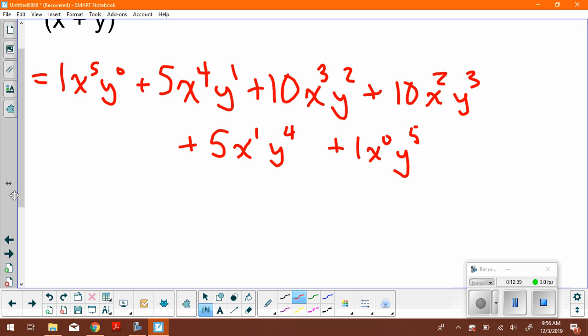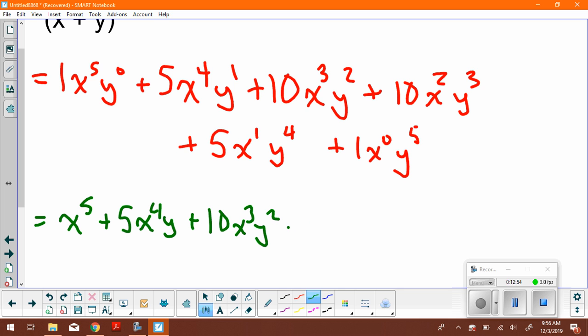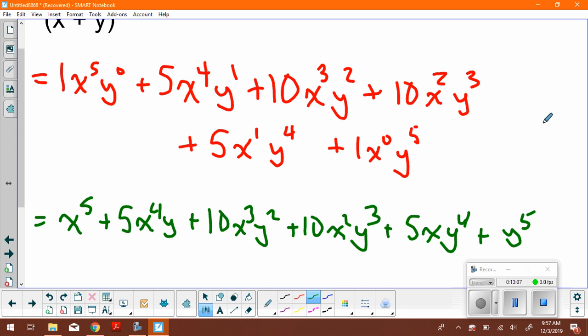Okay, so now I'm just going to write a little cleanup step, just getting rid of the stuff we don't have to write down. So this is x to the 5, y to the 0 goes away, 5x to the 4 y plus 10x cubed y squared plus 10x squared y cubed plus 5xy to the 4 plus y to the power 5. Okay, done. So I did a power 5 expansion in like 2 lines just by using the pattern, and it connects to Pascal's triangle.